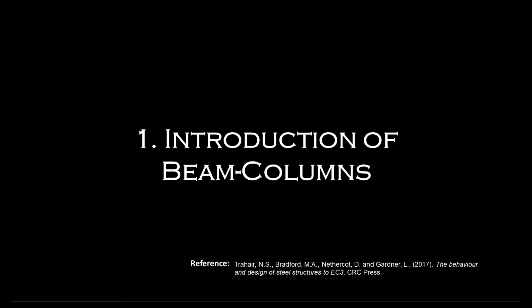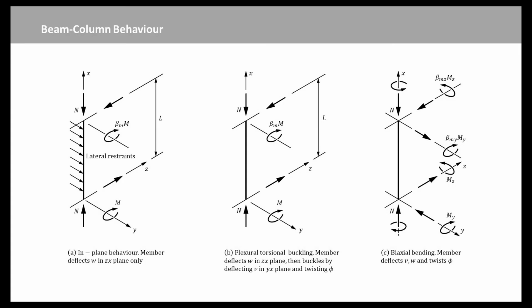Theoretically, all structural members may be regarded as beam columns. Beam columns may act as if isolated, as in the case of eccentrically loaded compression members with simple end connections, or they may form part of a rigid frame. It is convenient to discuss the behavior of isolated beam columns under the three separate headings of in-plane behavior, flexural torsional buckling, and biaxial bending.